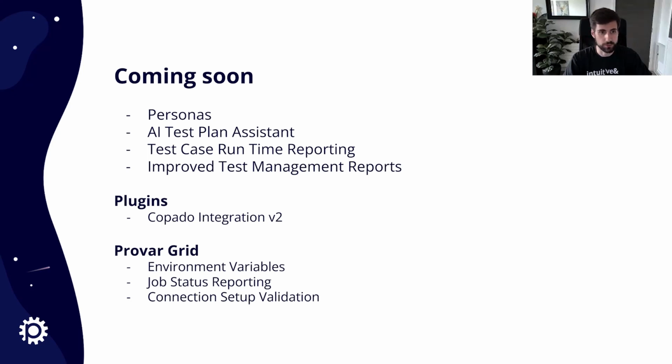Also, we are thinking of bringing better reporting around test case runtime, so that you have an idea of what the average runtime is for a particular test case. And we're also looking to improve some test management reports that some customers are interested in. Finally, we are thinking of improving our Copilot integration. We have a plugin that integrates with Copilot for some of our customers, and we're looking to benefit from that. In relation to the integration with Provar Grid, we will be supporting environment variables. You will have a better view to understand what's happening in a particular job. And we will also help you validate that the connection you set up with Grid is valid and working.